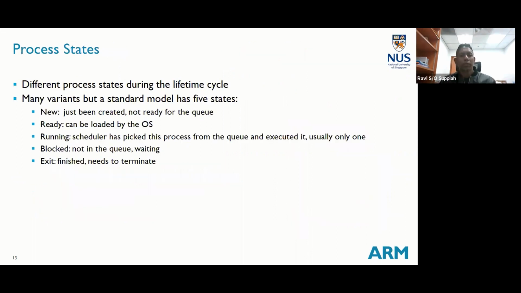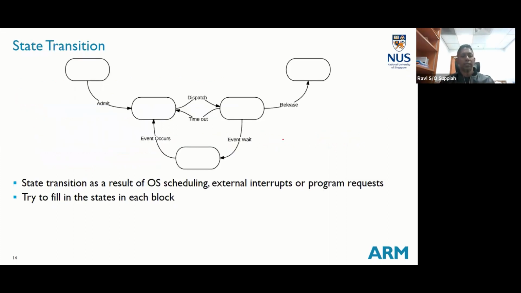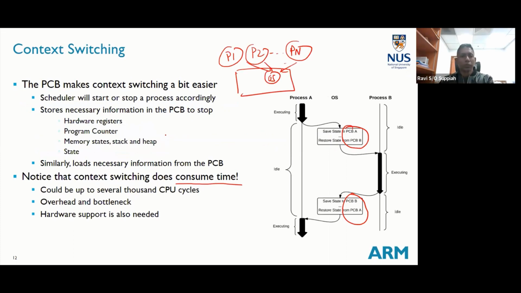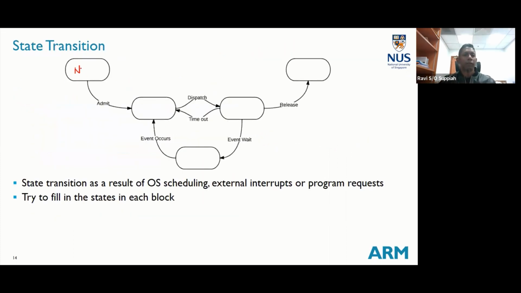Now comes an important thing, the process state. When we create a process, each process can have different states at different times, depending on what is currently happening in the system. So this is the state transition. You can see that the first one is new. When I first create a task, it is new.